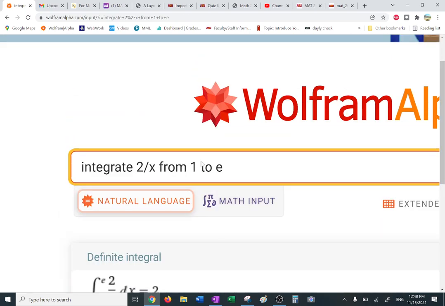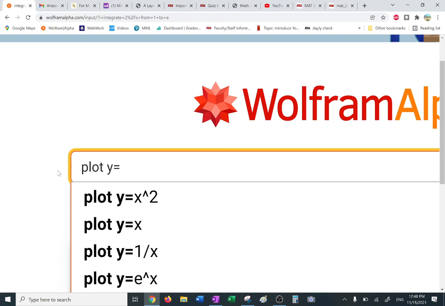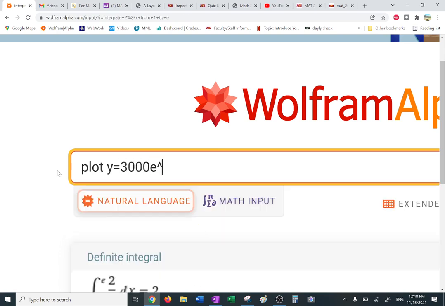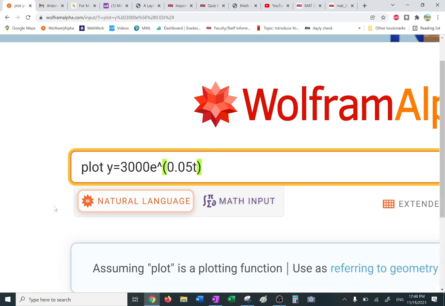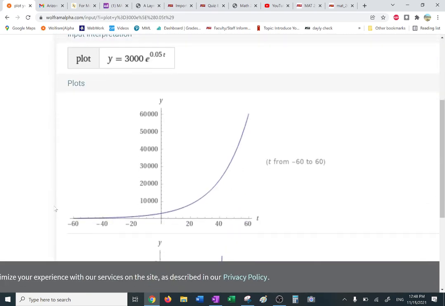So let's see. Plot the function. Plot y equals 3000 e to the 0.005 t, and only 1 to 10. So the function looks like this. The area below this graph from 0 to 10.